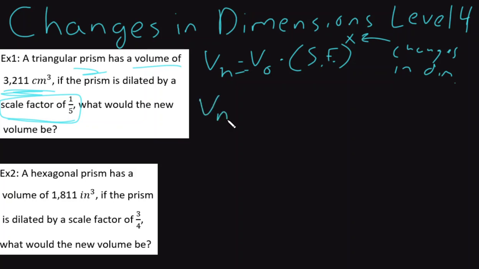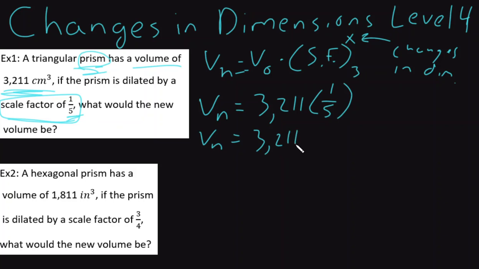And so let's go ahead and plug in all the things we know. We're trying to find the new volume. We know our original volume is 3,211 times, we know our scale factor is 1/5. And remember, when we're changing a prism, it's implied that we're changing all three dimensions. And so we raise this up to the third power. Well, let's go ahead and expand this out. So now we have 3,211 times 1/5 times 1/5 times 1/5.